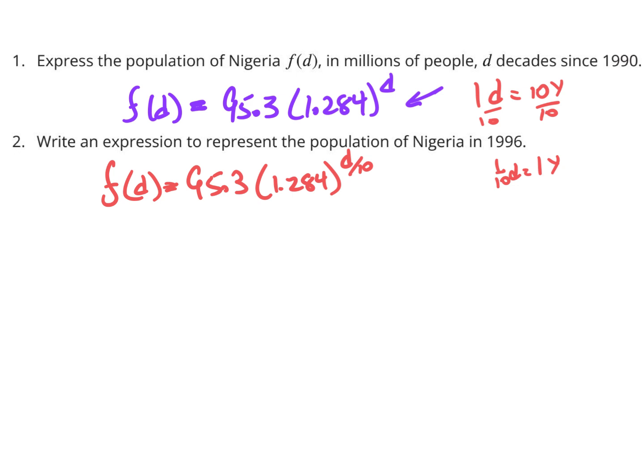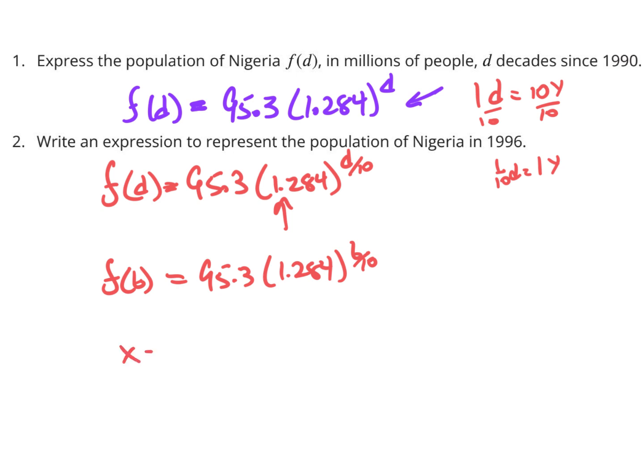So now what I'm looking for is F of 6. 6 years from 1990 is 95.3 times 1.284 to the 6 over 10. Or if you've already put the red equation into the calculator, you're looking for when x equals 6, because when you divide it by 10, that's 1 year. So x equals 6 means 6 years, and your y will equal something, which is 110.72 million people. This is less than the 122, so it makes sense.